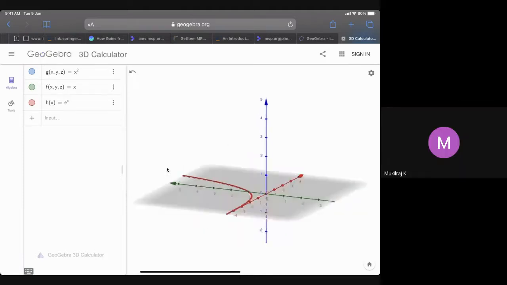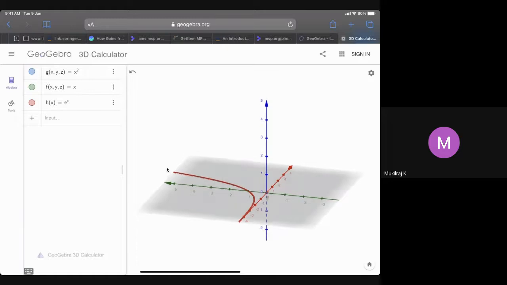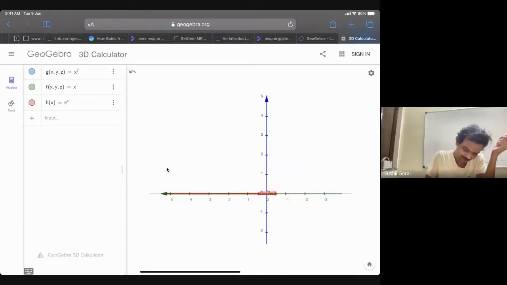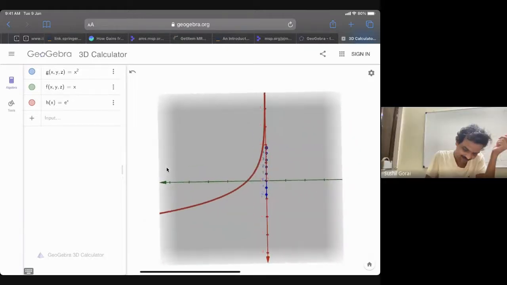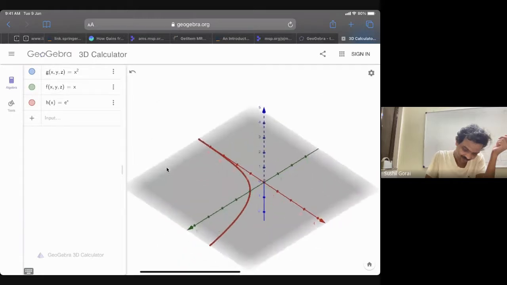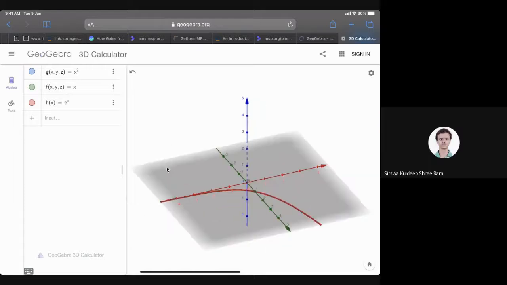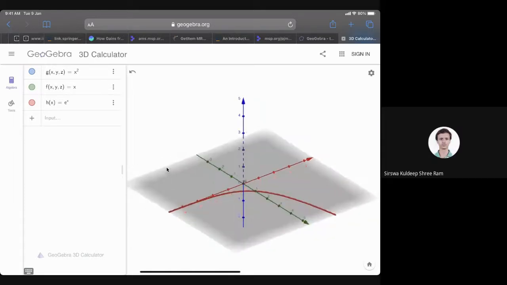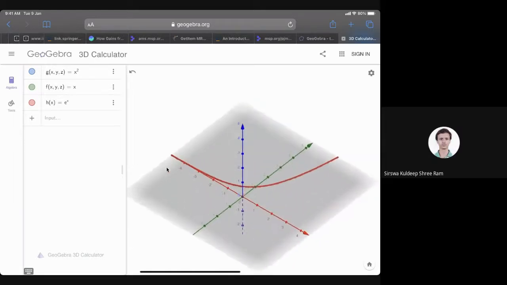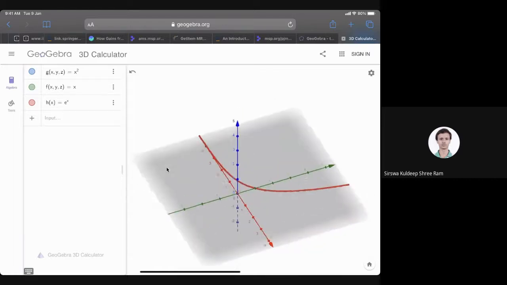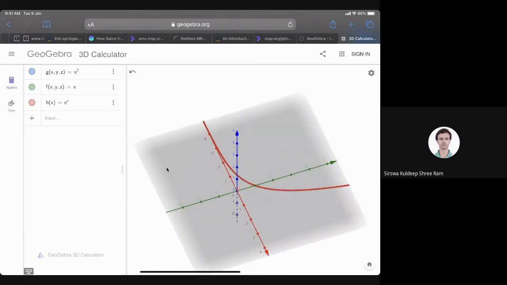So this looks like the projection on the XZ plane. That is true. Maybe it is the intersection of y equals x square and z equals e power x.